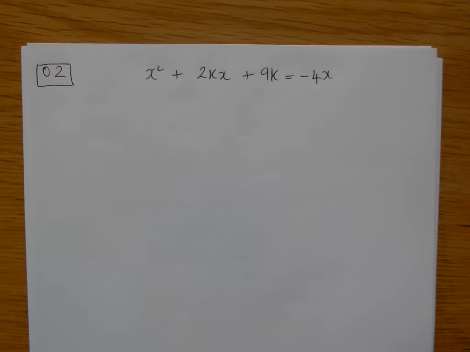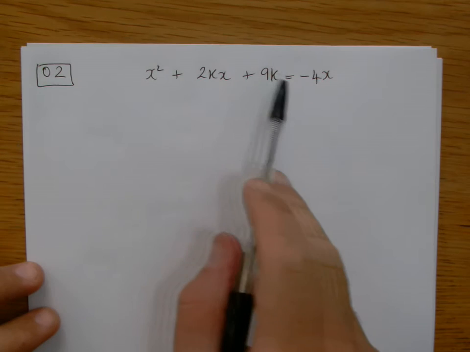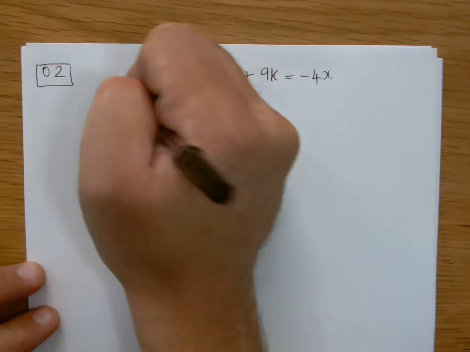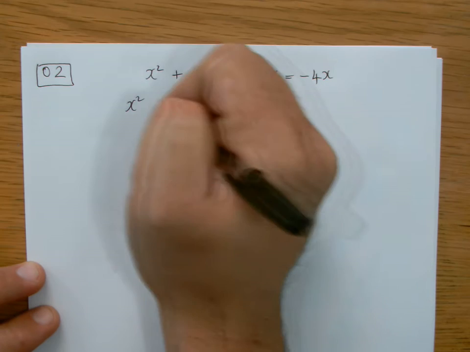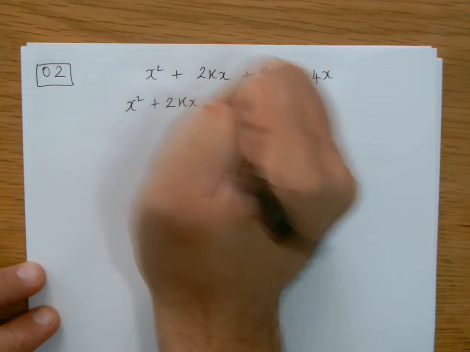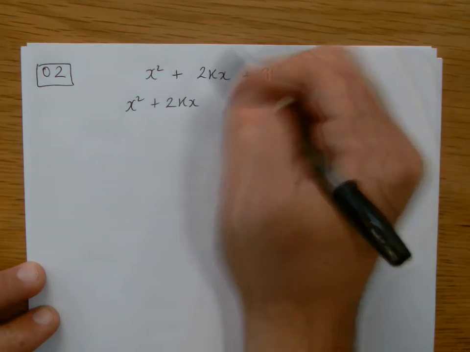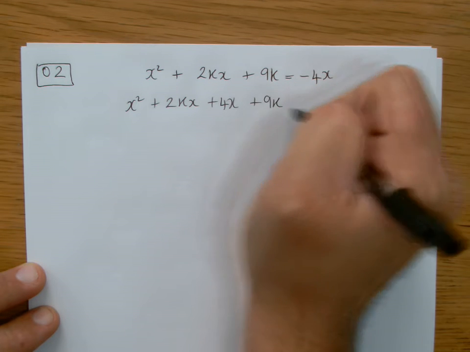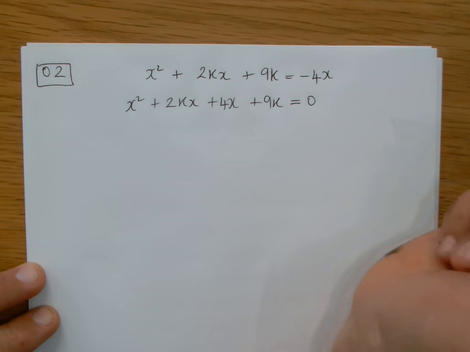Okay, so find all the values of k for which this equation here has two distinct real roots. What we need to do here is rearrange this quadratic so it's equal to 0. So I've got x squared plus 2kx. Well, if I take that minus 4x over, I become a plus 4x, and then plus the 9k at the end, put that equal to 0.